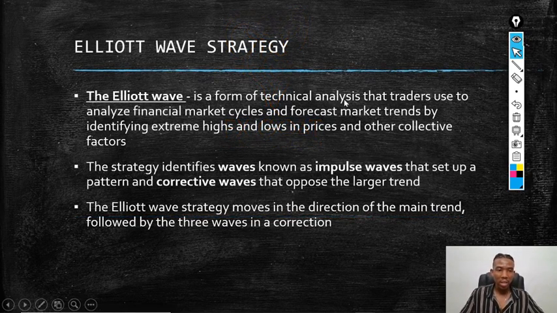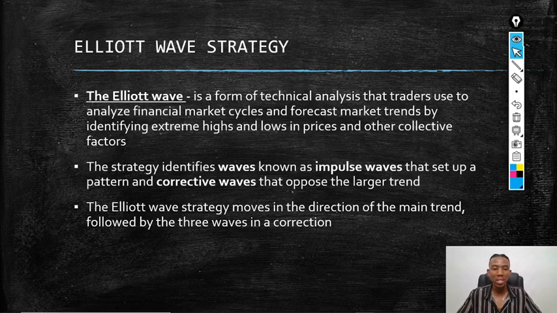So firstly, let's start with what an Elliott Wave strategy is. An Elliott Wave is a form of technical analysis that traders use to analyze financial market cycles and forecast market trends by identifying extreme highs and lows in prices and other collective factors, meaning that this strategy goes hand in hand with technical analysis. You need to be able to identify highs and lows and other factors that can affect them.